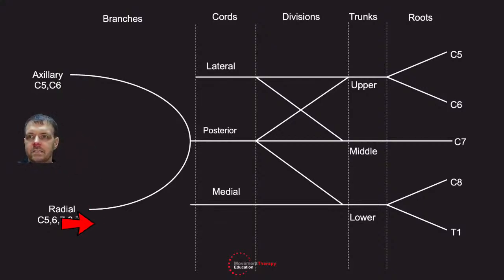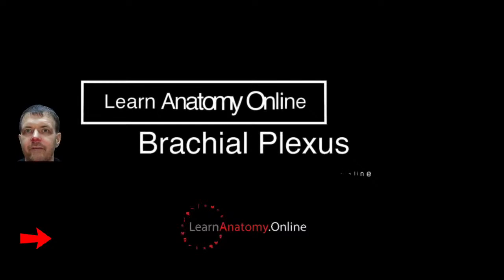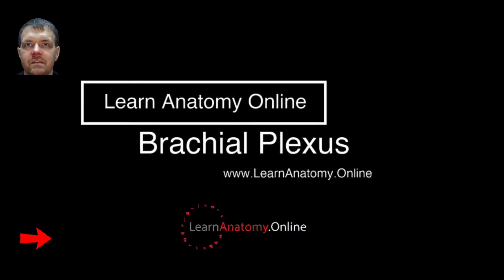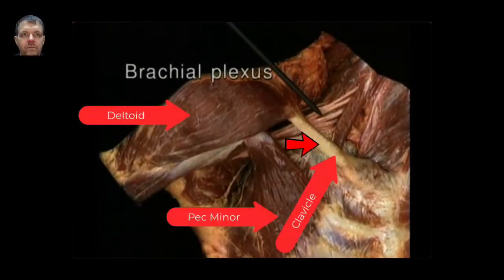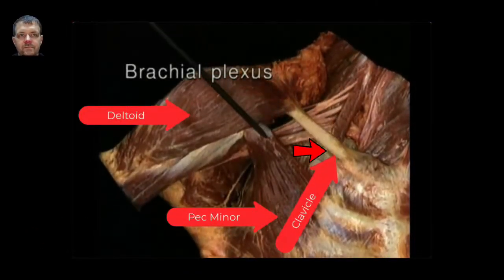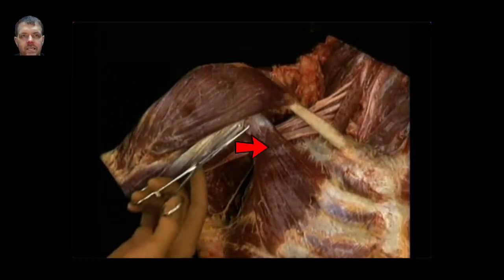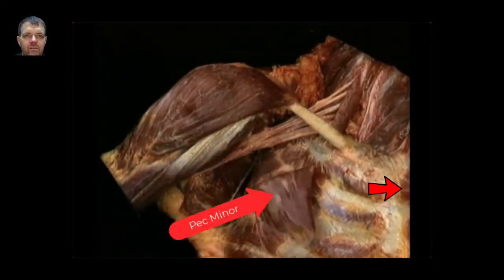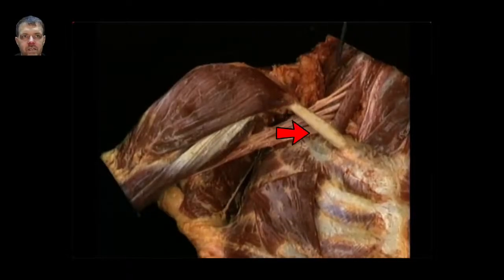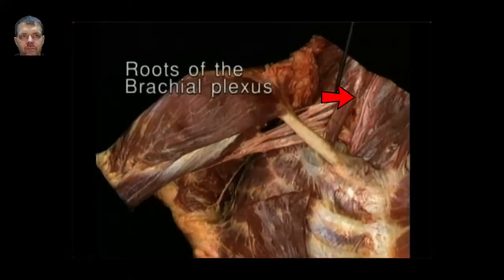Okay, so let's have a look at this. We looked at this right back at the beginning, and I'm just going to play this through now, and this puts everything together. Okay, so the whole thing. You've got your roots going underneath your clavicle, underneath your pec minor. So move pec minor out of the way. There's your nerves and your blood supply.